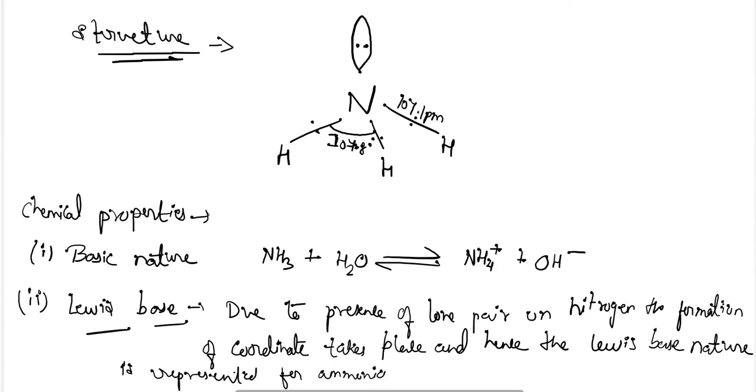So how can we test this? We can test this by the reaction BF3 plus NH3. Here we will see that the ammonia will donate its lone pair of electrons to the electron deficient boron. The nitrogen will donate its lone pair of electrons to form a complex-like structure here.